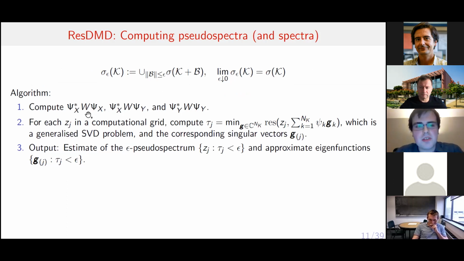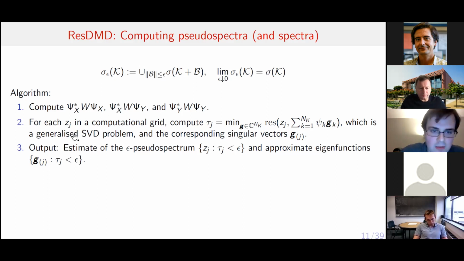So this is how we compute pseudospectra. You compute the 3 matrices. Remember, we had the first 2 matrices from EDMD and this new matrix for ResDMD. And for each z in a computational grid, we compute the minimum residual over our span of dictionary, which is actually just a generalized SVD problem. So it's not hard to do this. And then you compute the corresponding singular vectors. And then the output is simply the grid points which have a minimum residual less than epsilon, and approximate eigenfunctions.